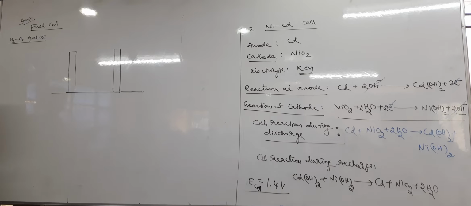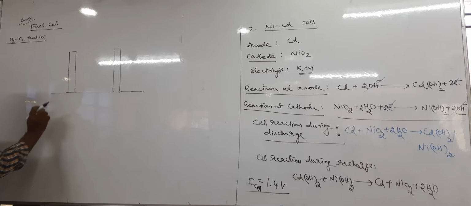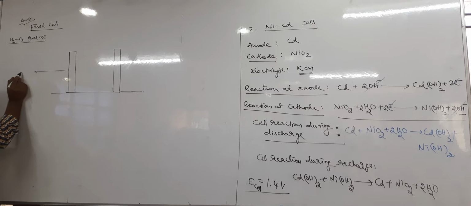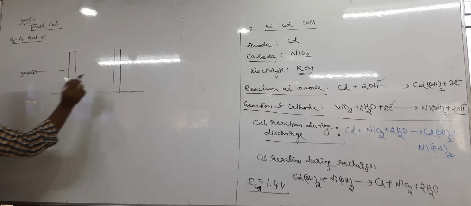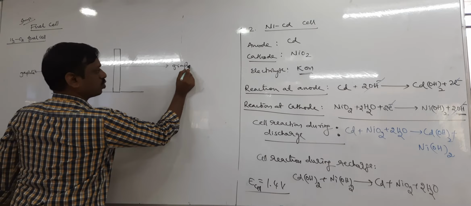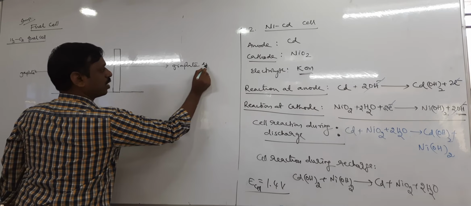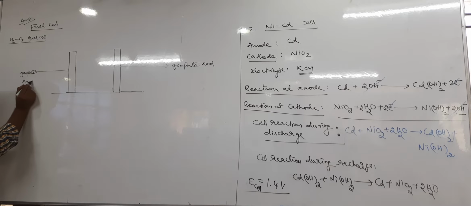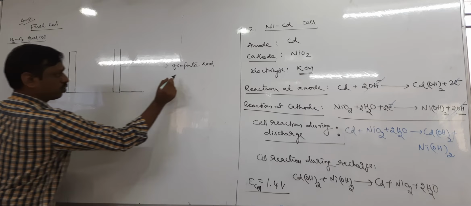Listen first. This hydrogen oxygen fuel cell consists of two graphite rods. These two graphite rods act as an anode and a cathode. So one is the anode and the other is the cathode.